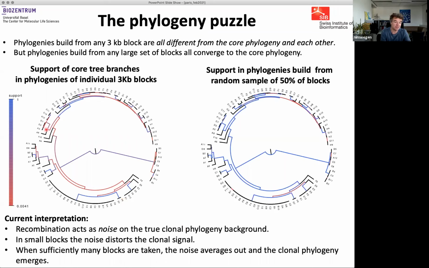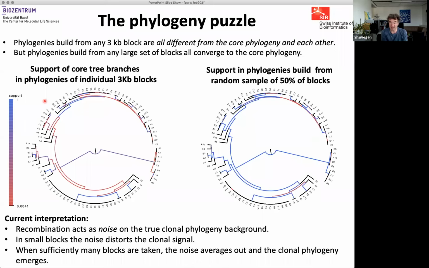And in the colors, I'm showing you what fraction of 3 KB blocks have each of the branches that occur in this tree. And so as you can see, most branches in this tree are poorly supported by the phylogenies that you built from individual blocks.